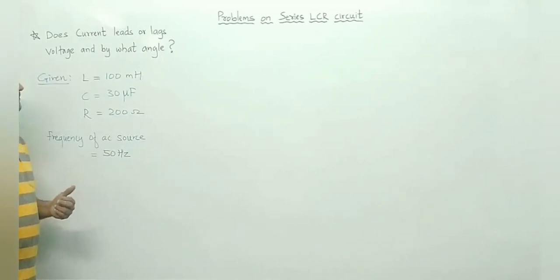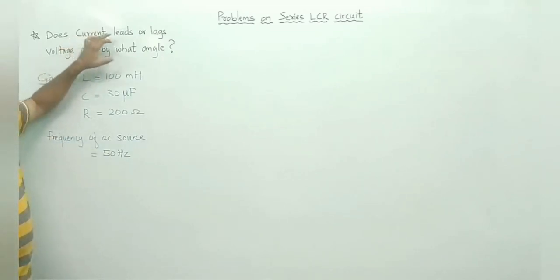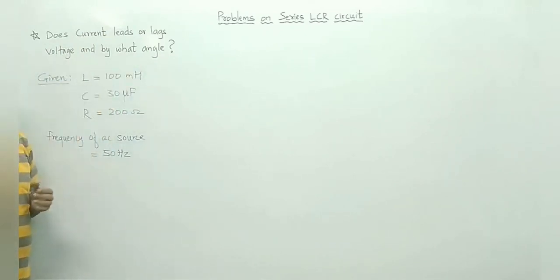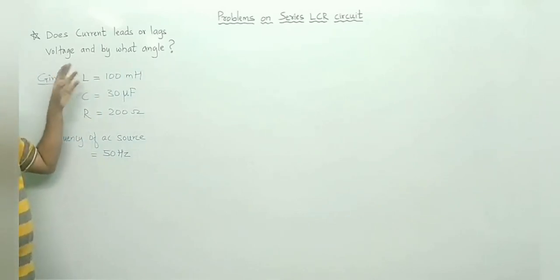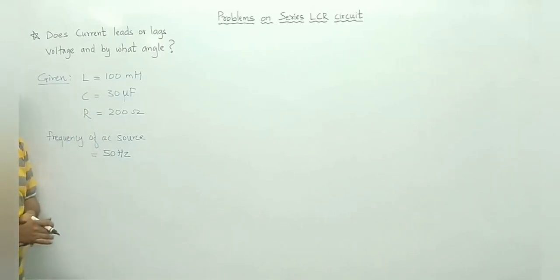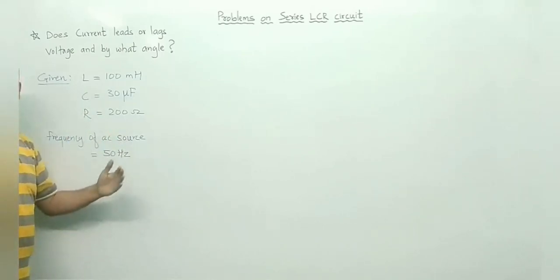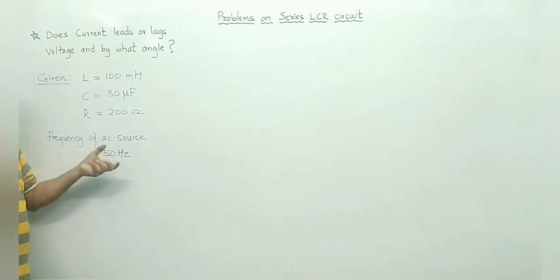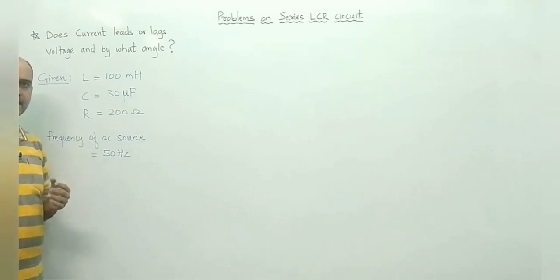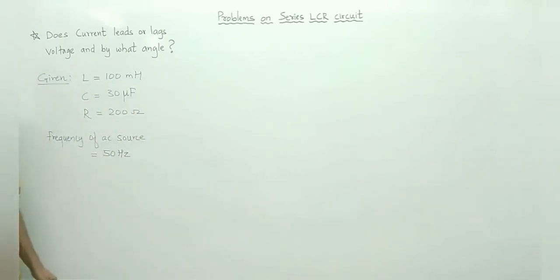Now in this problem, he has asked to find whether current leads or lags voltage and by what angle. The given things will be inductance, capacitance, resistance, and frequency. To find whether current is leading or lagging, he may or may not give voltage. Here he has not given the voltage. So here the first two steps are same. You are required to find XL and XC. You can draw a circuit diagram for this also, same as for the last two problems.